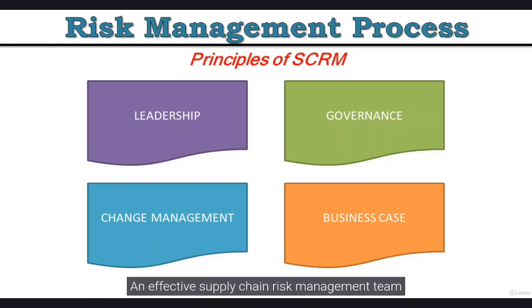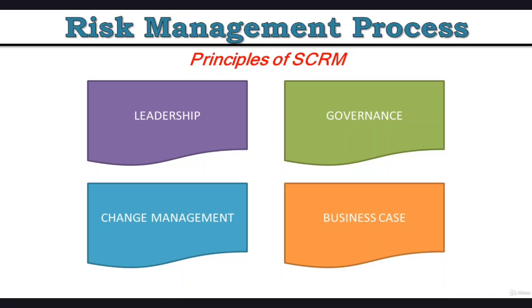An effective supply chain risk management team should include leaders from functions such as business continuity, engineering and design, enterprise risk management, finance, governance, import-export, logistics, manufacturing, procurement, quality, security, and so on. Differing functions should have representation on both the executive steering team and the implementation team.